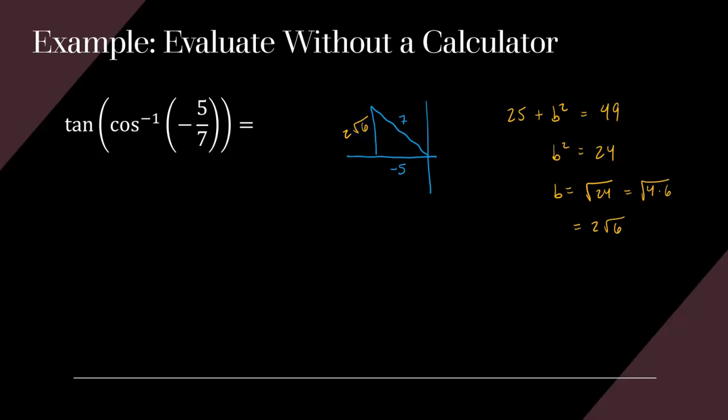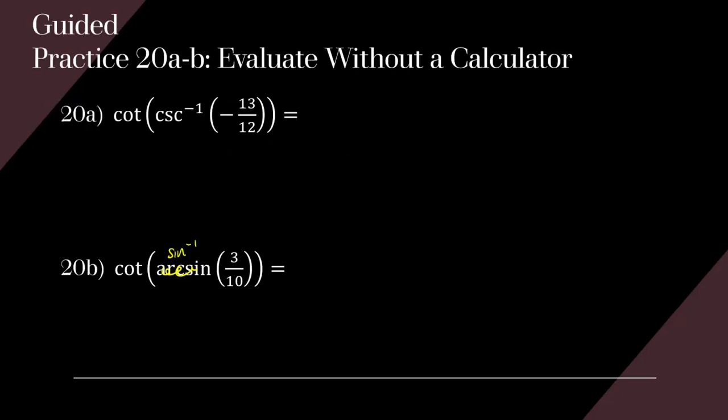Okay, so now that we have that side, and this is theta, we can find what we're looking for. We're trying to find the tangent in this case. Tangent, remember, is opposite over adjacent. So this would simply be 2 root 6 over negative 5. That can't reduce, so that would be your final answer. All right, so I want you guys to try these two completely on your own. Go ahead and pause the video and hit play when you're ready to check your answers.